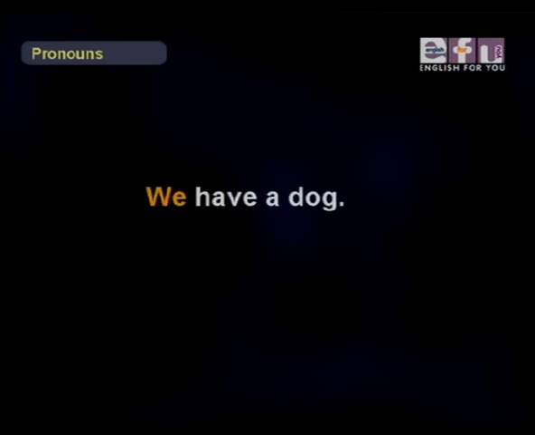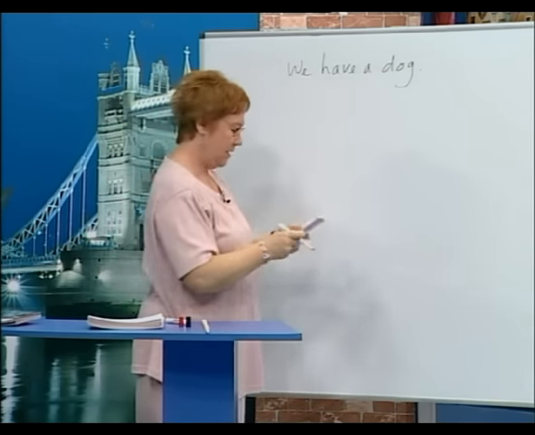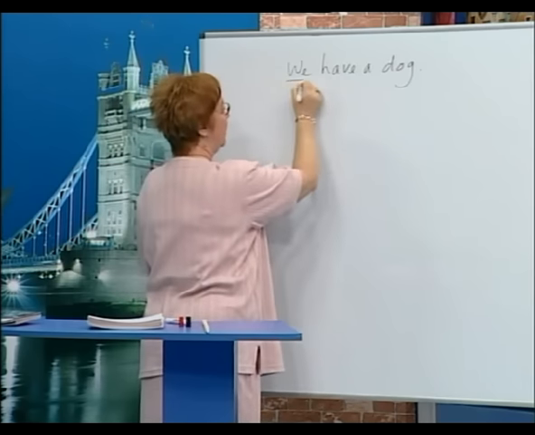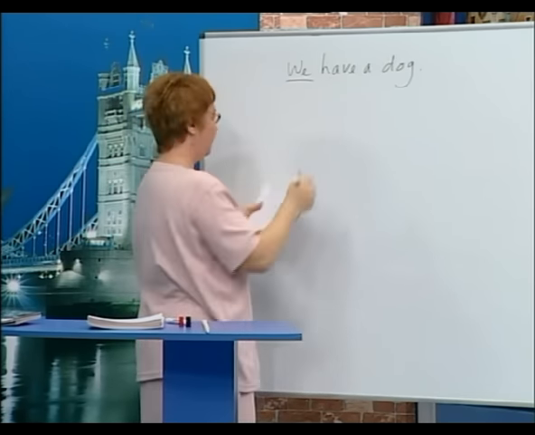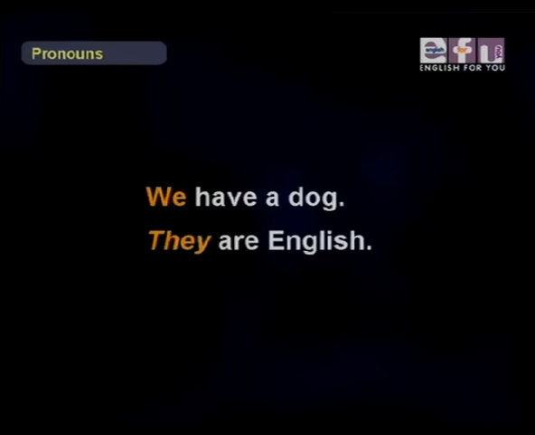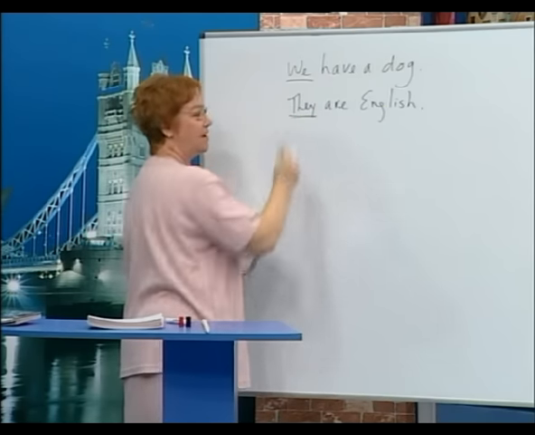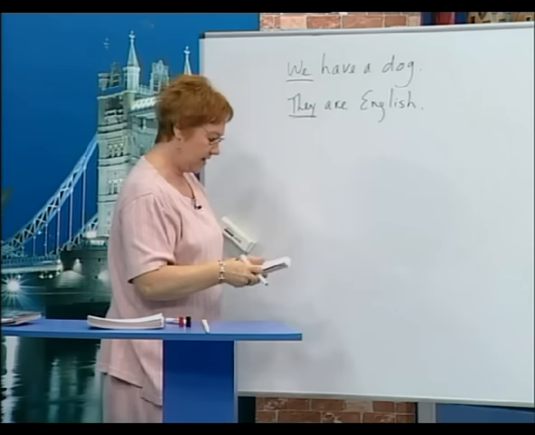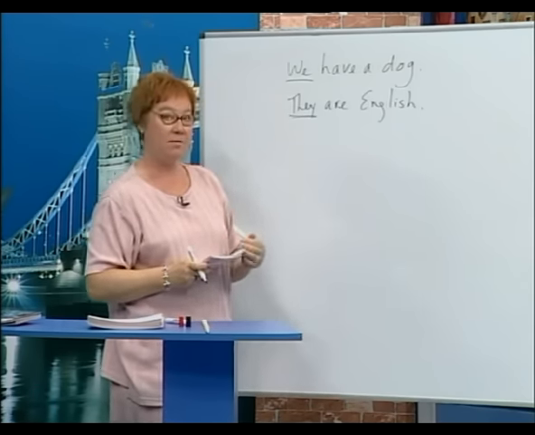Let's look at this. We have a dog. All right? And here we have we, the subject pronoun. Okay? They are English. And here they is the subject pronoun. Okay? Now, we can also use pronouns to talk about objects.